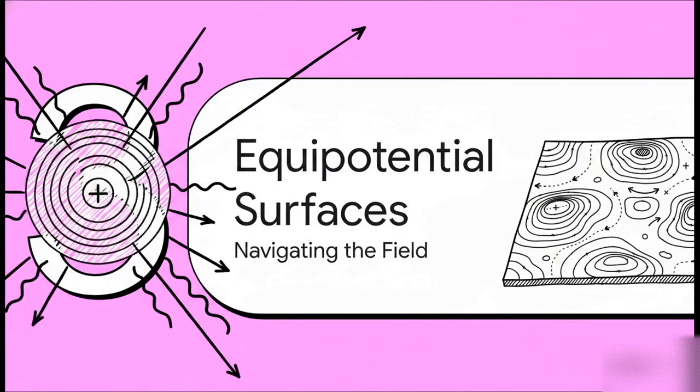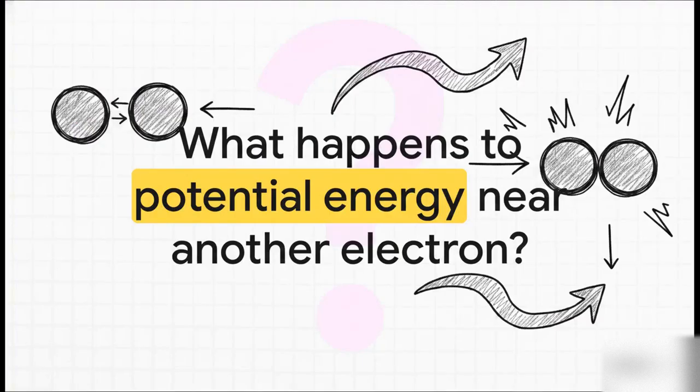Section 3, Equal Potential Surfaces, Navigating the Electric Landscape. Before we map all this out, let's stop and ask ourselves a quick question. What actually happens to potential energy when you bring an electron near another electron? Well, bringing two negative charges together causes extreme instability. They absolutely hate being near each other. Forcing them together causes a massive spike in potential energy. So to lower that energy, they naturally want to push apart to a much more stable state.